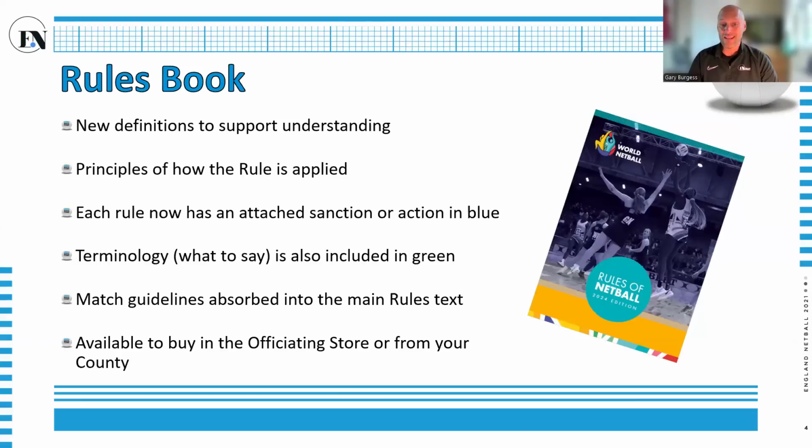Each rule now has an attached sanction or action, and this can be seen in blue text. This was introduced to aid consistent application across our umpiring world and consistent delivery by umpires, essentially aiding players and coaches' understanding at the same time. There has also been terminology added in green italics. This is again introduced to aid consistent application and make sure everyone is saying the same thing when delivering sanctions or actions.